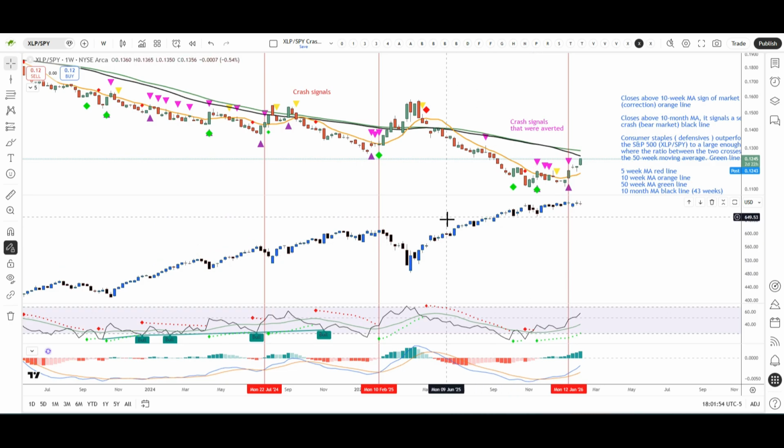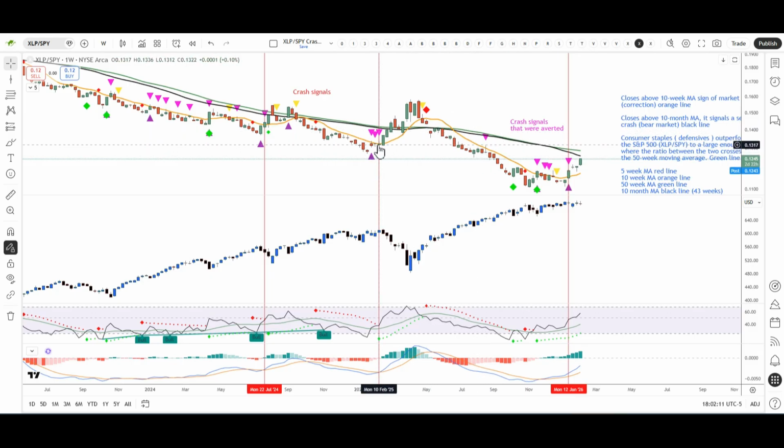Normally, anytime the market crosses the 10-week moving average, as indicated by the red line here, the market has a crash. So down the bottom here, these blue and black candles, this is the S&P 500. Up the top is the ratio between the XLP and SPY.